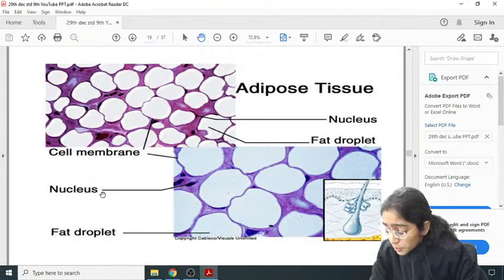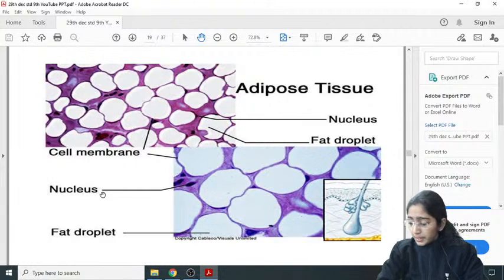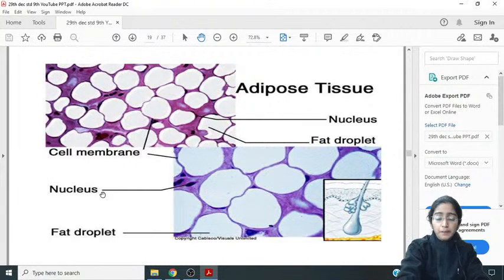Areolar, Nancy. In between the organs is the areolar tissue. It's one of the loose connective tissues. Clear? Amin, Nancy, Rashi, let's proceed on further.